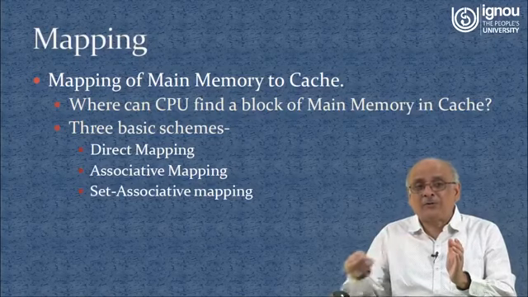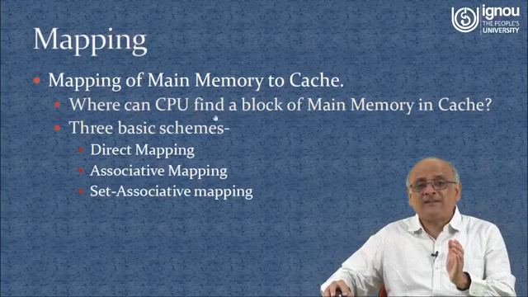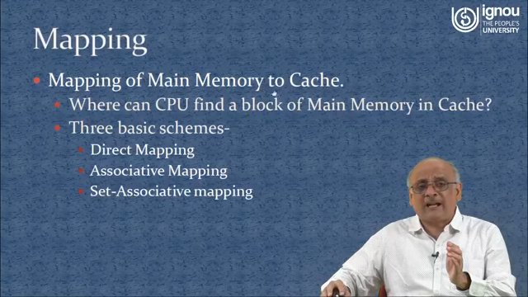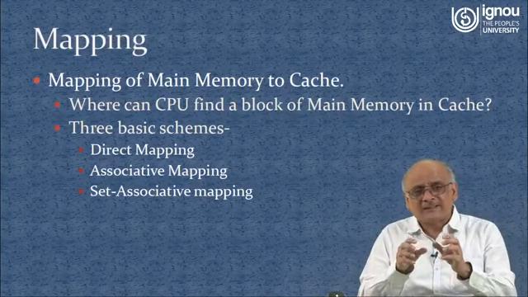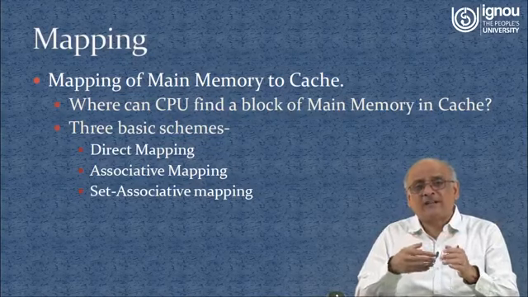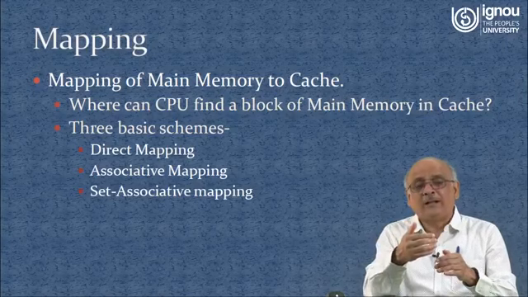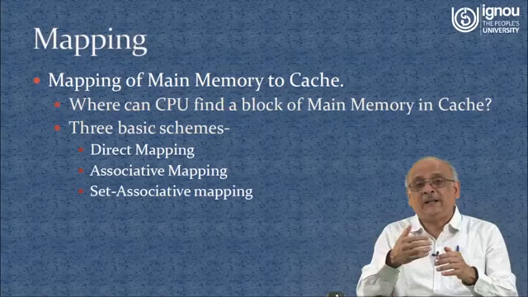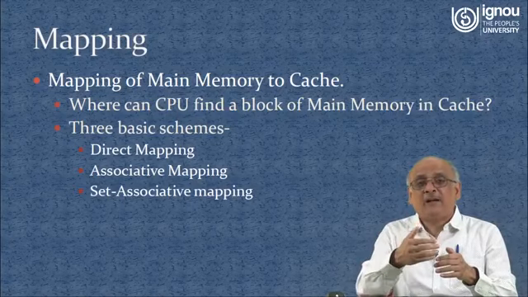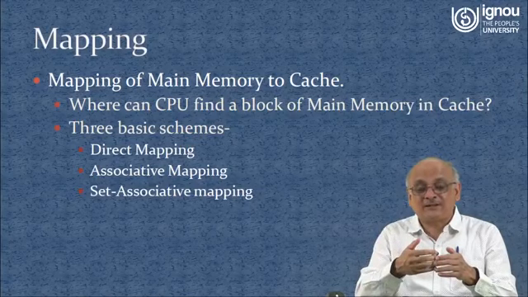So basically, where can the CPU find a block of main memory? Whenever we transfer information from main memory to cache, instead of just one word of main memory, we would like to have slightly more words transferred in one go. The advantage of this scheme is that it will facilitate the next reference, which may probably be to the next word, because we have sequential instruction execution.